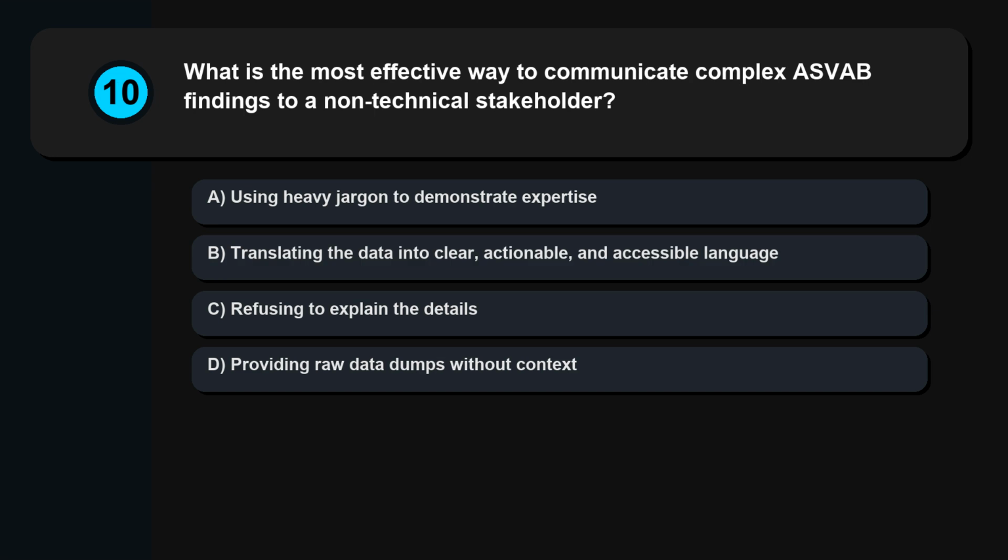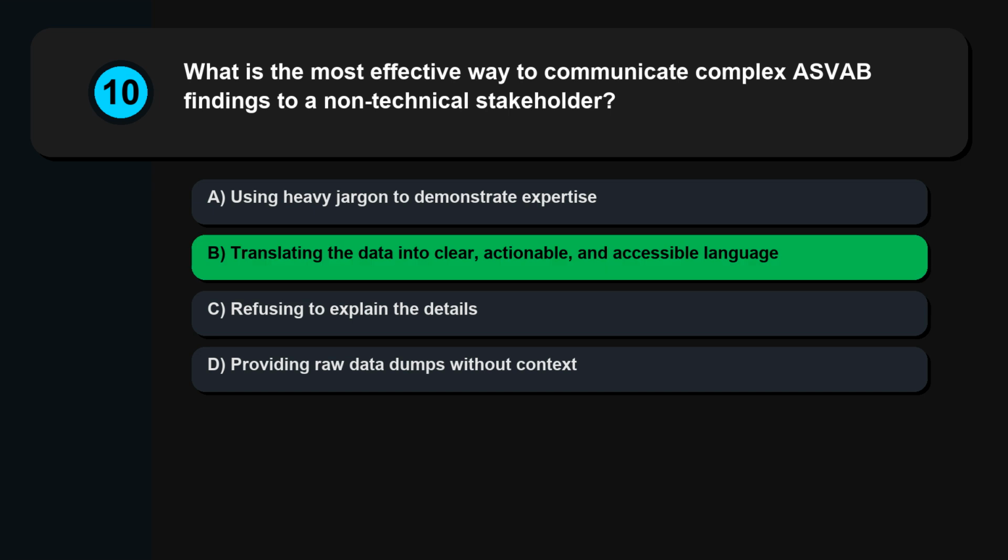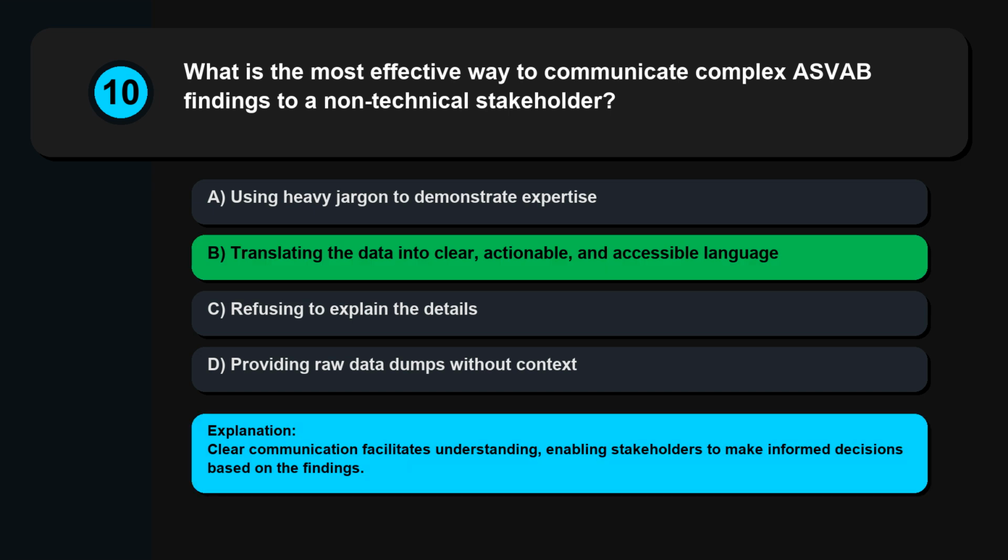Question 10. What is the most effective way to communicate complex ASVAB findings to a non-technical stakeholder? Using heavy jargon to demonstrate expertise, translating the data into clear, actionable, and accessible language, refusing to explain the details, providing raw data dumps without context. Clear communication facilitates understanding, enabling stakeholders to make informed decisions based on the findings.